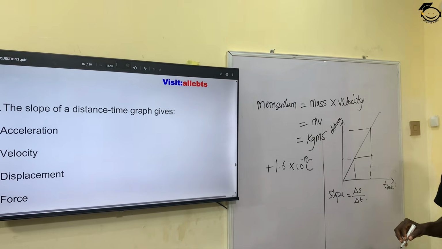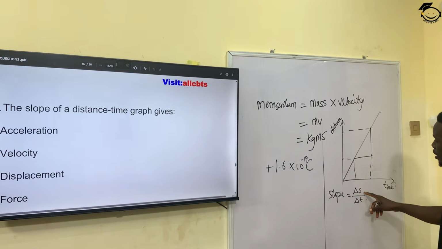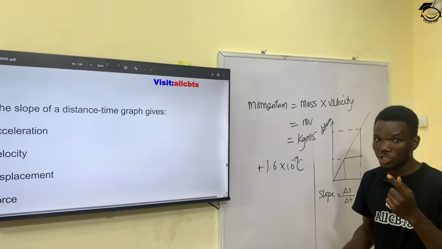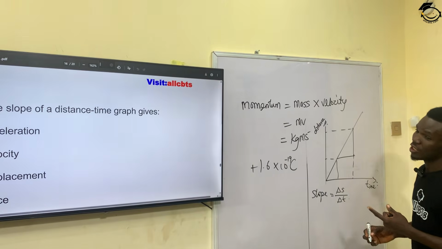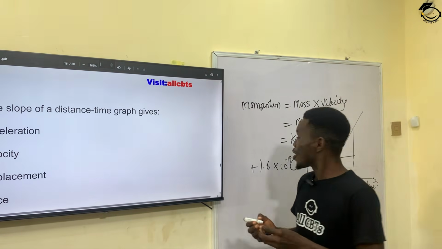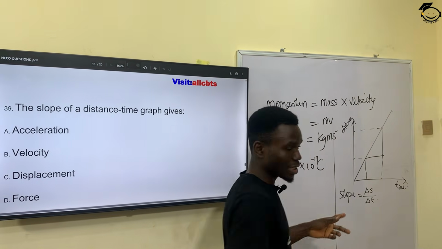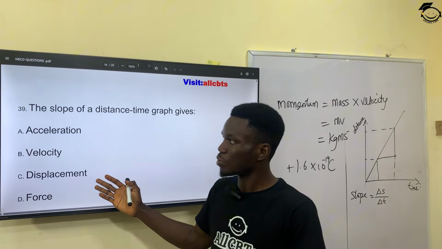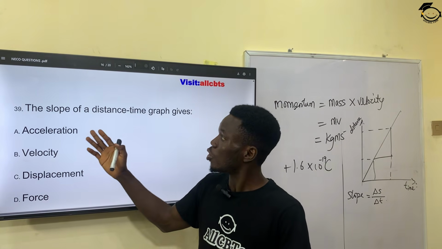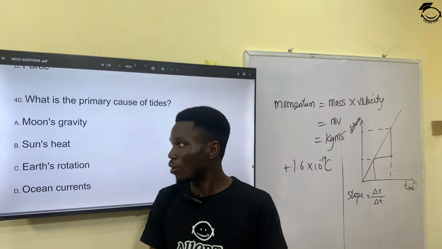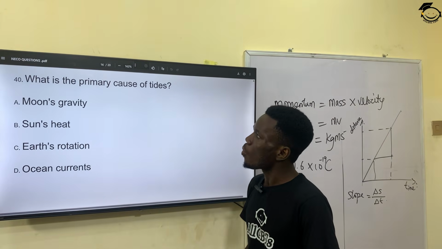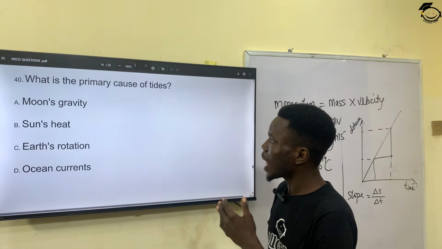And we know that distance over time is the same as saying speed, which can also mean velocity, because both speed and velocity are used interchangeably, except that one is a vector, the other one is a scalar. So the correct answer to this question is velocity, because there is no speed in our option. So the slope of a distance time graph is velocity.